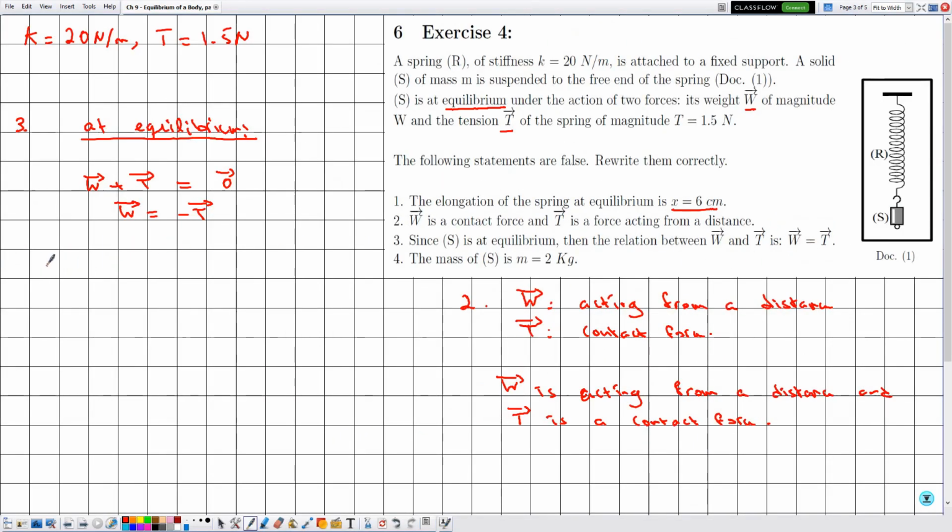So the correct statement will be given by: since S is at equilibrium, then the relation between W and T is that W vector is equal to minus T vector.